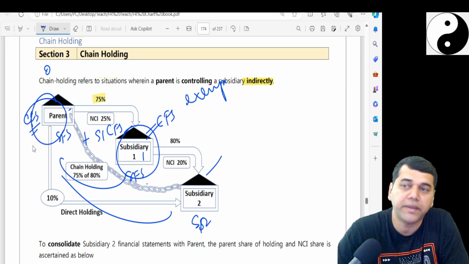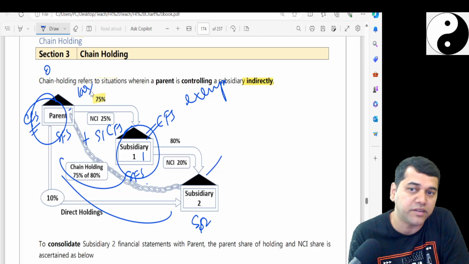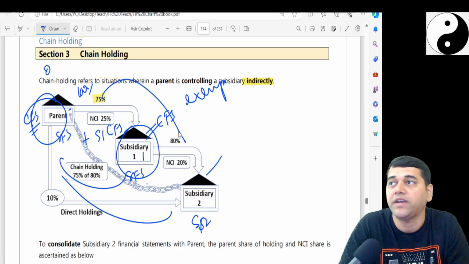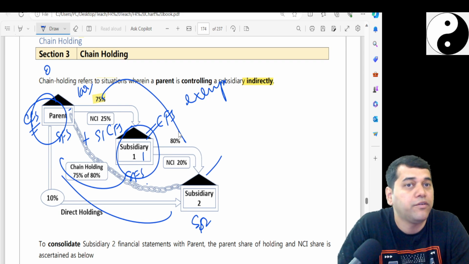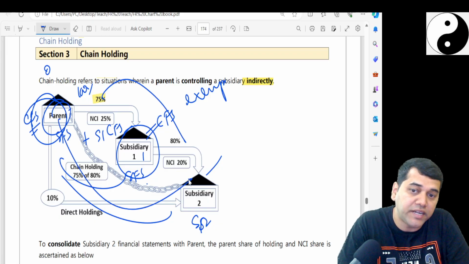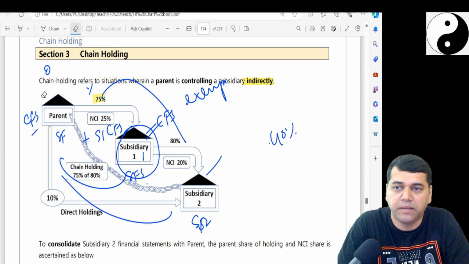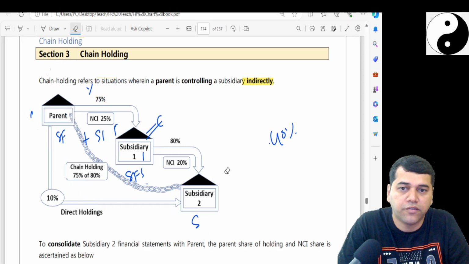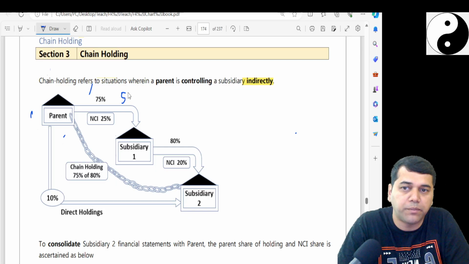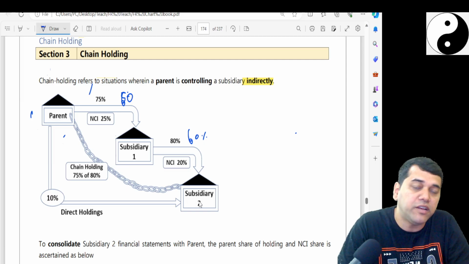But when you talk about the parent, what is your interest? It is not 80%. If you were holding 100% here, then it is 100% of 80%. But it is 75% of 80%. So that way we have to see. Your effective interest of parent in subsidiary may be 40%. Or, for example, in S1 you hold say 60%. S1 is holding 60% in S2. How much will the parent effectively hold?